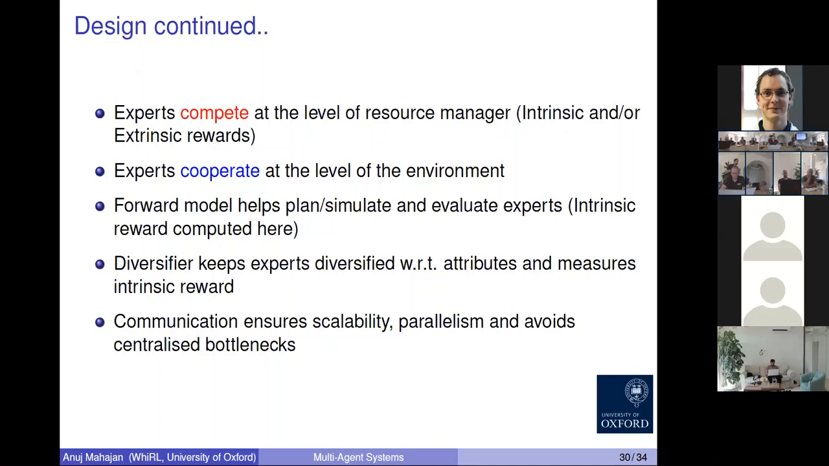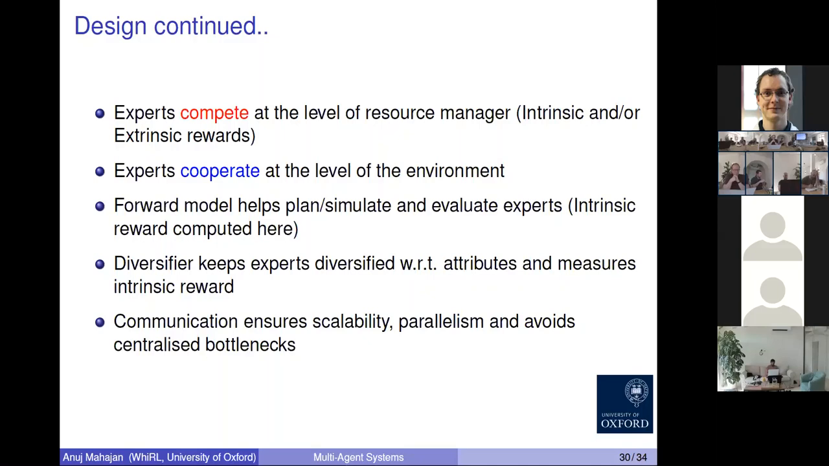Whereas from the viewpoint of the environment, the experts are essentially cooperating with each other, because they are trying to maximize the external reward which they can get from the environment. So it's again one of the very nice dual views you can get of this problem, and there are some very nice insights you can explore for theoretical analysis as well as practical algorithms.